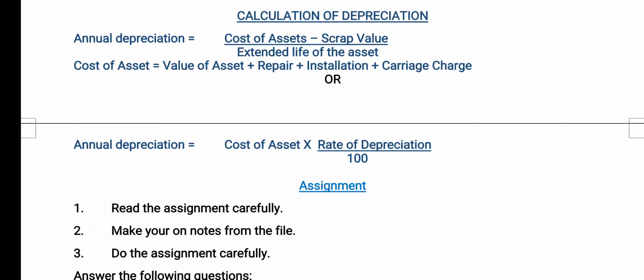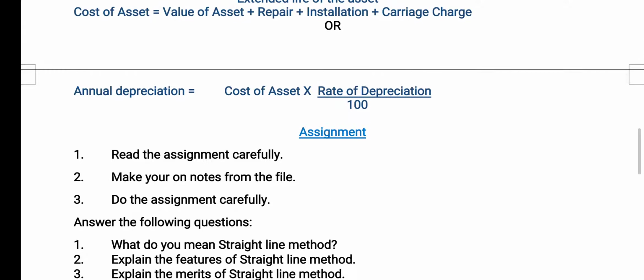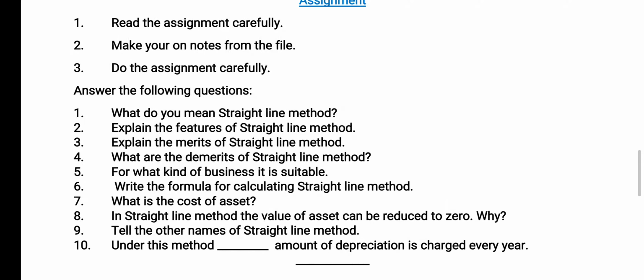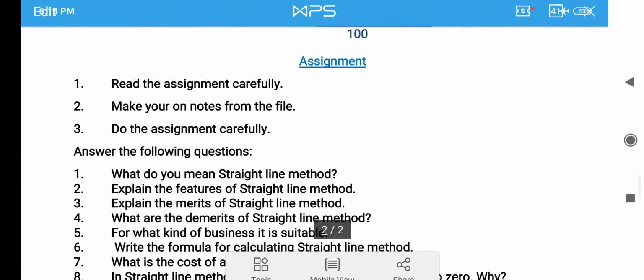So in our next class we will discuss the practical questions related to annual depreciation, and also the accounting treatment of the straight line method. So for that you have to read carefully the PDF file of the straight line method which we have discussed today, so that it becomes easier for you to understand the journal entries and the accounts of the straight line method, which we will discuss in our next class. I have given you the assignment. Make your notes from this PDF file, go through the PDF file and then do the assignment that I have given under the PDF file.